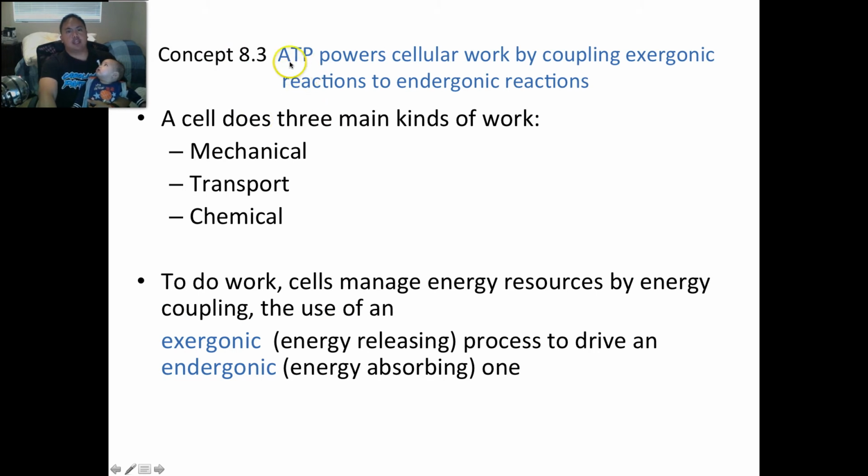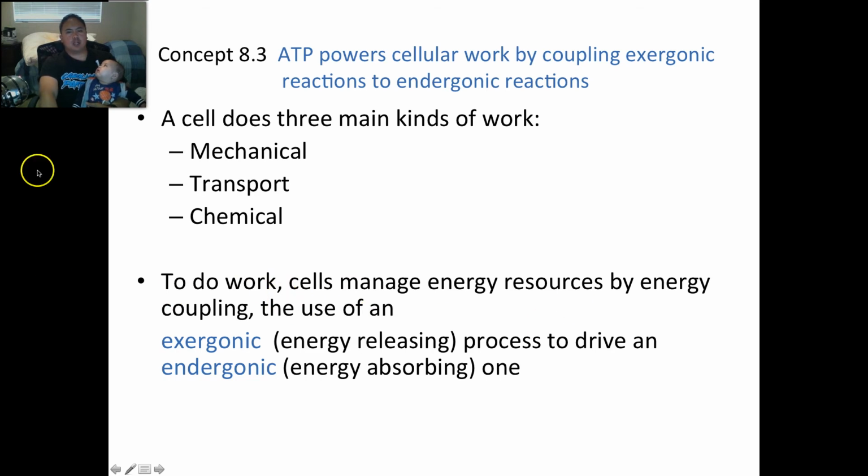One of the concepts that the AP Bio exam tells you that you need to know is that ATP powers cellular work by basically coupling both exergonic and endergonic reactions. If you remember, exergonic, X meaning out, basically releases energy, and endergonic, basically absorbing energy. The cell does three kinds of work you should know: mechanical, transport, and chemical. So the cell does these three things.